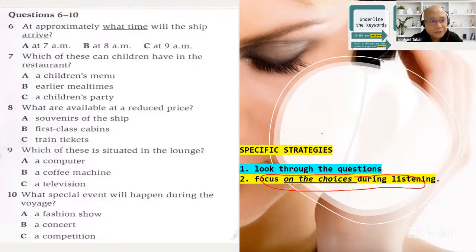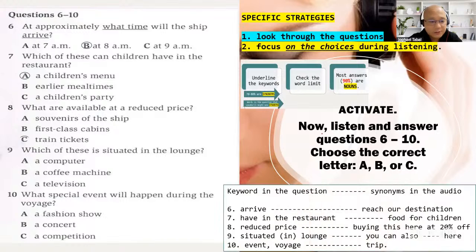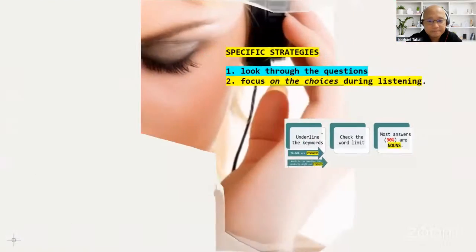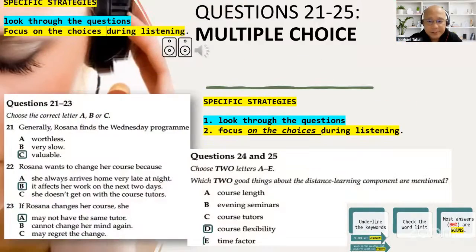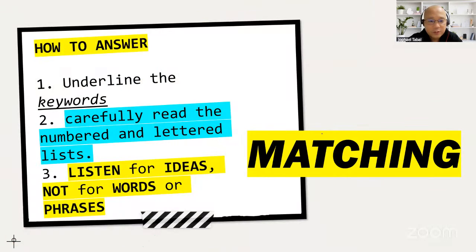Exactly. So first is read all the questions and do not read all the choices, just the questions. And then during listening, focus on the choices. That's it. Yeah, that's pretty much the same strategy. Very much the same strategy. Yeah, that's perfect. So there are four types of questions here.